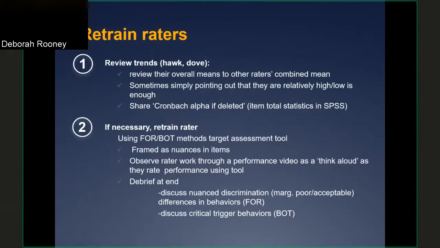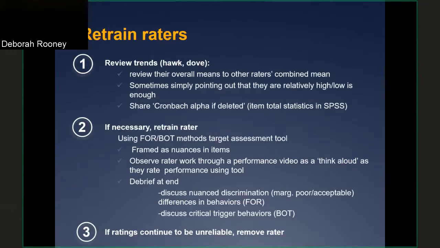and again, I would discuss those nuanced problems and differences in discrimination. Particularly, I'd want to make sure that they can discriminate between a marginal or a poor performance versus an acceptable performance. That's important, and that is using the frame of reference framework. And then also, sometimes we need to discuss those critical trigger behaviors or the behavioral observation training framework. So it depends on what's necessary for a particular learner or a particular rater, but certainly that is the way that I would go about doing it.